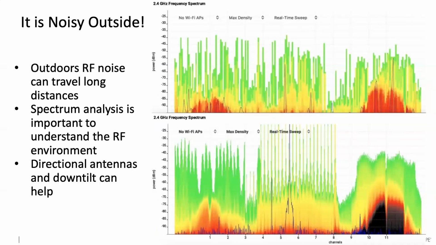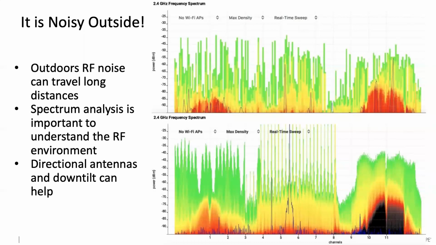While you're doing that AP on a stick survey, or potentially even at a first site visit, another thing to keep in mind is, what does the RF spectrum look like? It does tend to be noisy outside. The RF noise that comes from either other Wi-Fi signals or non-Wi-Fi signals, with nothing but the air to attenuate it, can travel long distances. And therefore, doing spectrum analysis and understanding what the noise floor is in the environment is really important to understand what you're dealing with. So I always recommend that.